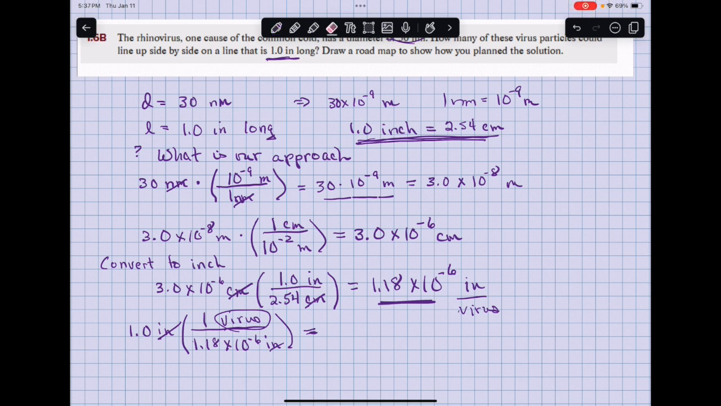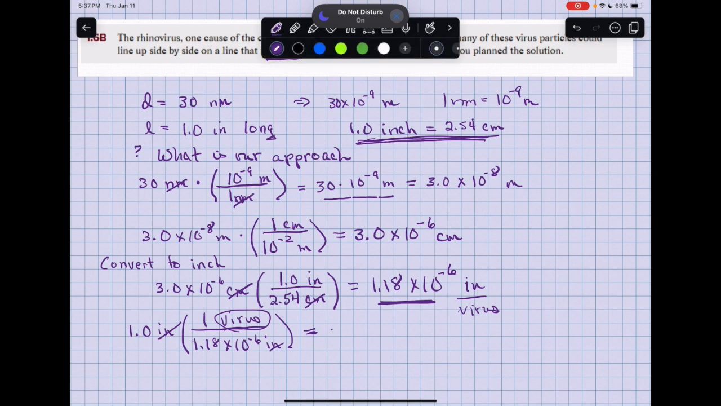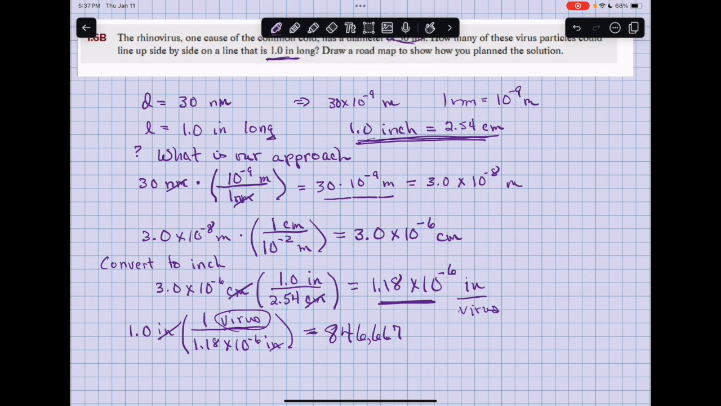Okay, so we do the calculation, and depending on the display in your calculator, you might get something that is 846,667. Again, just rounding things off. There's nothing after the decimal point here because we have too many sig figs already. So this is where we would ask questions about significant figures in a problem like this. How many sig figs should we have?